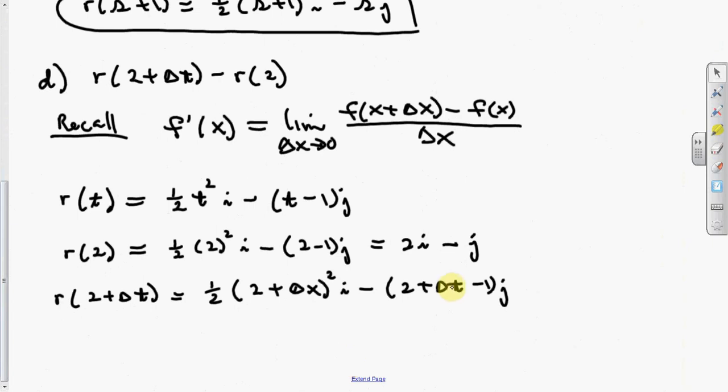Delta t, 2 plus delta t minus 1. You know, we replace, yes sir, down here. Right. Delta t. Okay. I'm saying t, I wrote x, but it's supposed to be t.